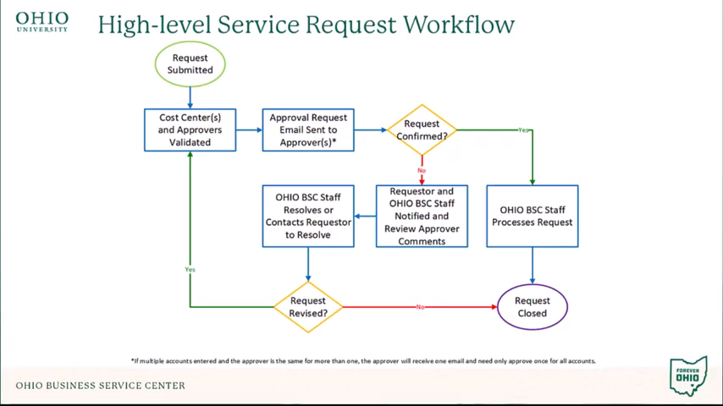If the request becomes revised, we'll reroute that for approval. Or if we cannot revise the request and the requester chooses not to move forward, we can close that request. So that's a very high level of what is requested of the approver. Just so you know, if you are the approver on multiple accounts that get entered for a request, you'll only receive one email and take one action to approve the entire request using those account numbers.